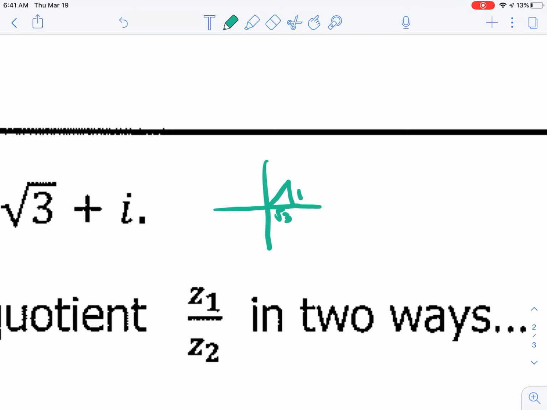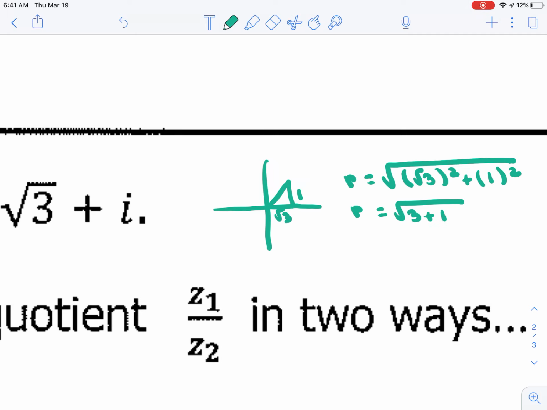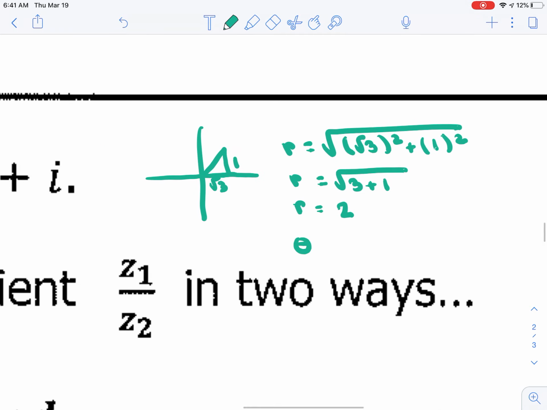So if you're doing this problem right here and you are trying to get the trig form of this, you would have to do your r equals the square root of 3 squared plus 1 squared. R equals the square root of 3 plus 1, which equals the square root of 4, which would be 2 for your r value. And then for your angle, theta, kind of cool thing about this too is that you don't have to use tangent.